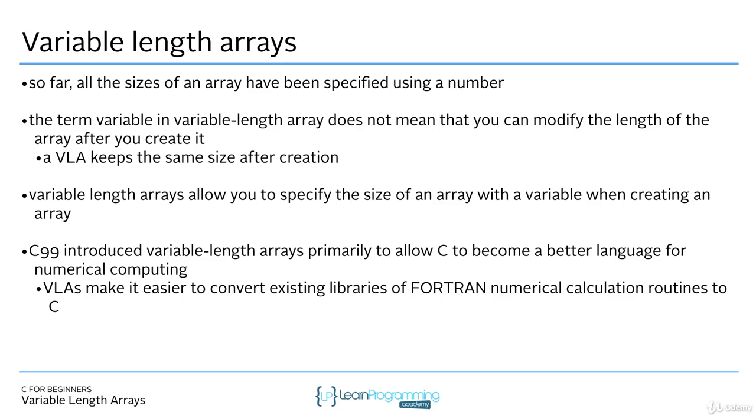So it was introduced mainly to make C a better language for numerical computing. VLAs, which are variable length arrays, make it a lot easier to convert existing libraries of Fortran numerical calculation routines to C. So this is why it was added. So if you're a Fortran programmer, you may want to use this when you're migrating, or if you're converting code. If you're porting your Fortran code, trying to convert it to C, you may want to use this. You cannot initialize a VLA in its declaration. So there's no initialization when you're talking about variable length arrays.